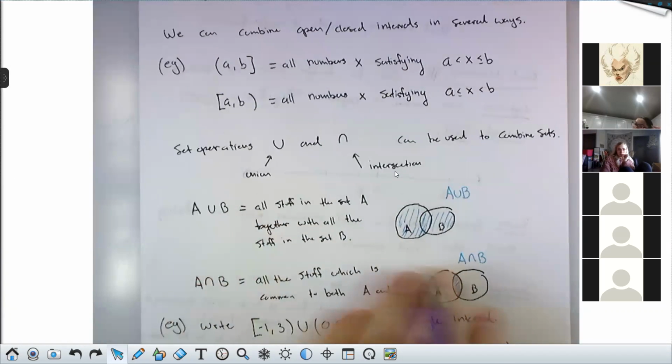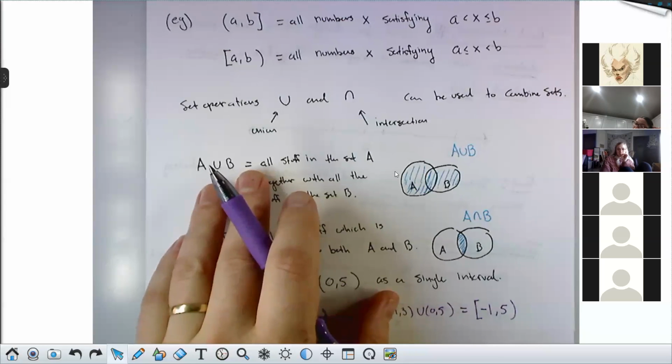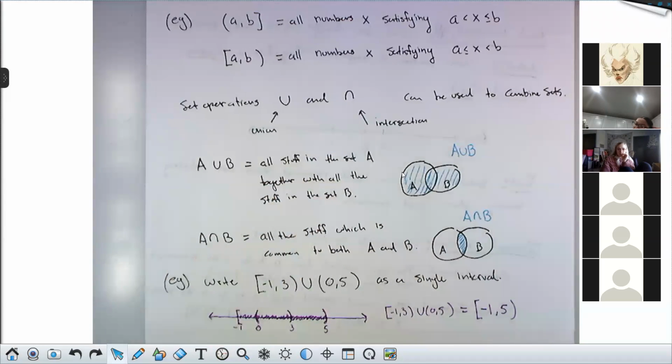I just had a quick question. When you said 5 wasn't included, you mean like it didn't include a closed bracket, but included an open bracket? Exactly. Yeah. So 5 is the endpoint here, but when we look at this set, the number 5 itself is not an element of this set. So the open parenthesis here indicates that everything up to 5 is in the set, but 5 itself is not in the set.